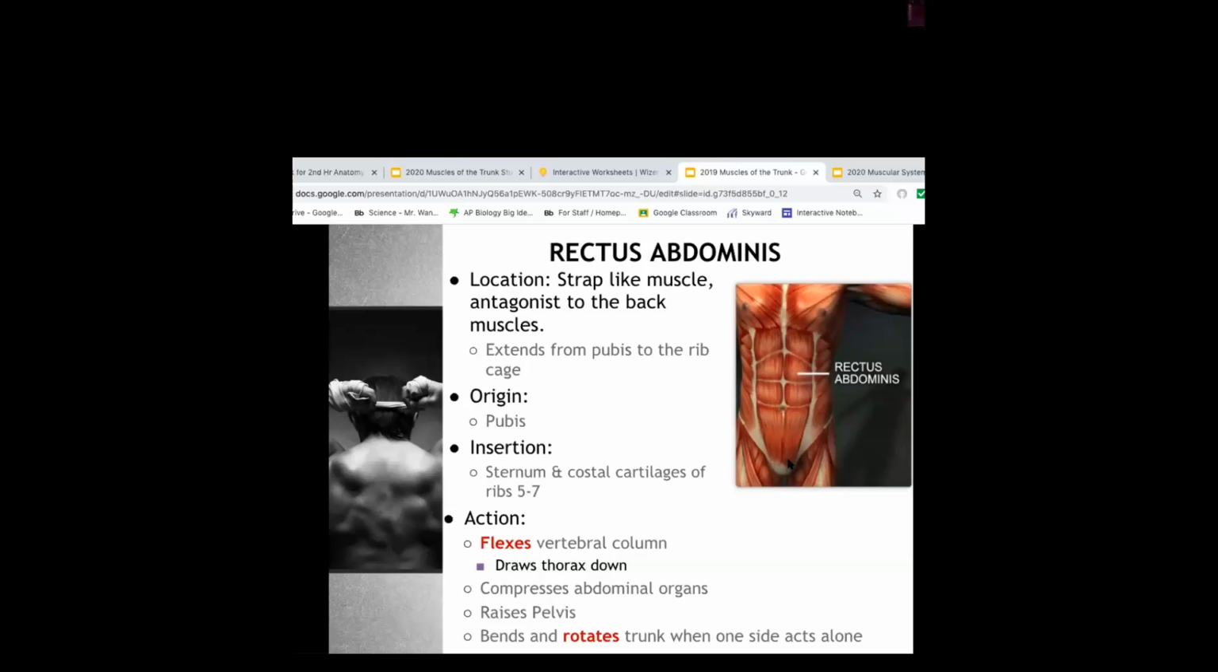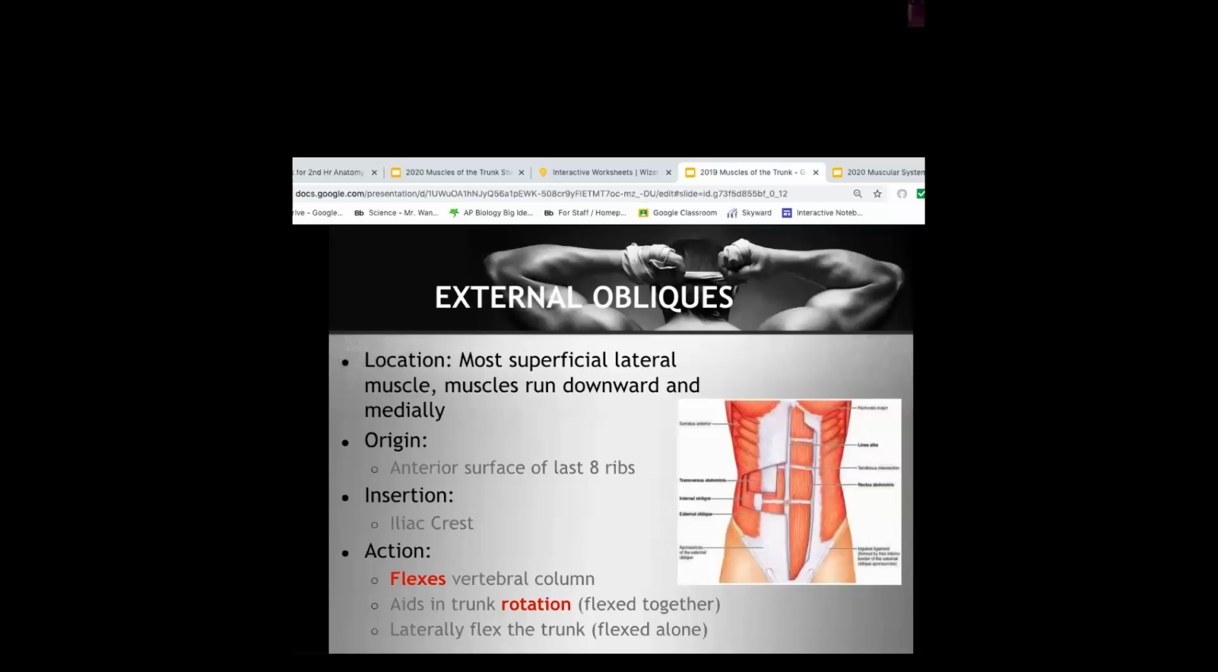Rectus abdominis, straight. Okay, external obliques along the sides, diagonally. You have an external oblique on the outside, internal oblique on the inside. They go in opposite angles. Transverse is even deeper than that, side to side. We're only doing the external ones. So external oblique, diagonally, anterior surface of the last 8 ribs, moving forward, coming onto the ilium, so the iliac crest.